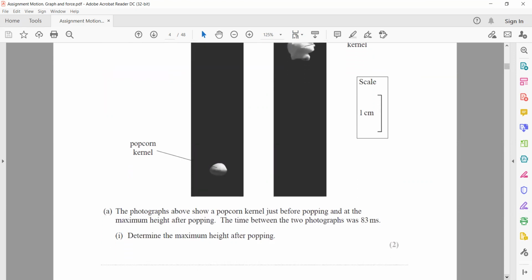In the question, the photograph above shows a popcorn kernel just before popping and at maximum height after popping. The time between the two photographs is 83 milliseconds. Determine the maximum height. So they provide you the scale.